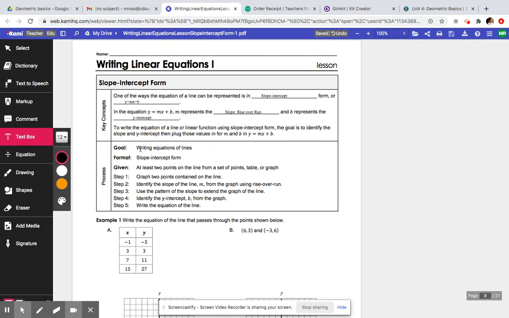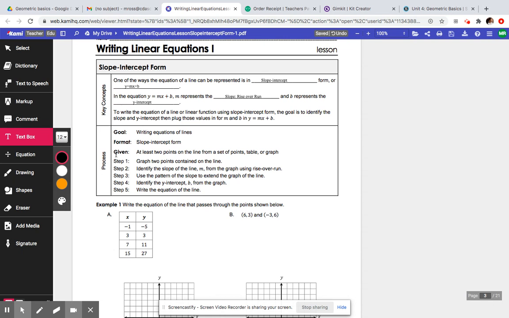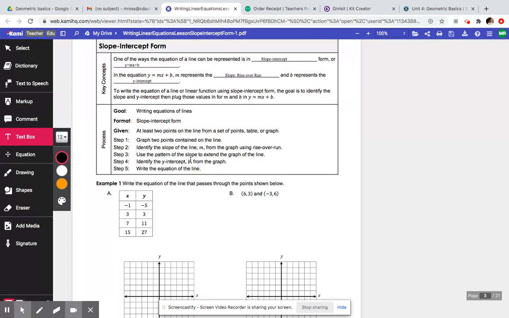In the end, our goal is to write an equation of a line or linear function using slope-intercept form. The goal is to identify the slope and the y-intercept and plug those values in for m and b to represent our y equals mx plus b formula. The format is always going to be slope-intercept form. To work through this, we have to have at least 2 points on the line from a set of points, tables, or graphs. So you can do it with points, tables, or a graph.